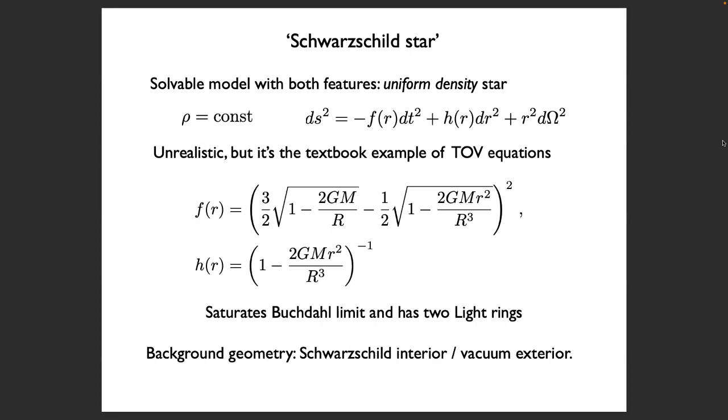So I'm going to take this as the background geometry. It's going to be fixed. Of course, you glue it to a vacuum exterior Schwarzschild solution. That's the background. And now we want to study the propagation of waves on this particular background.